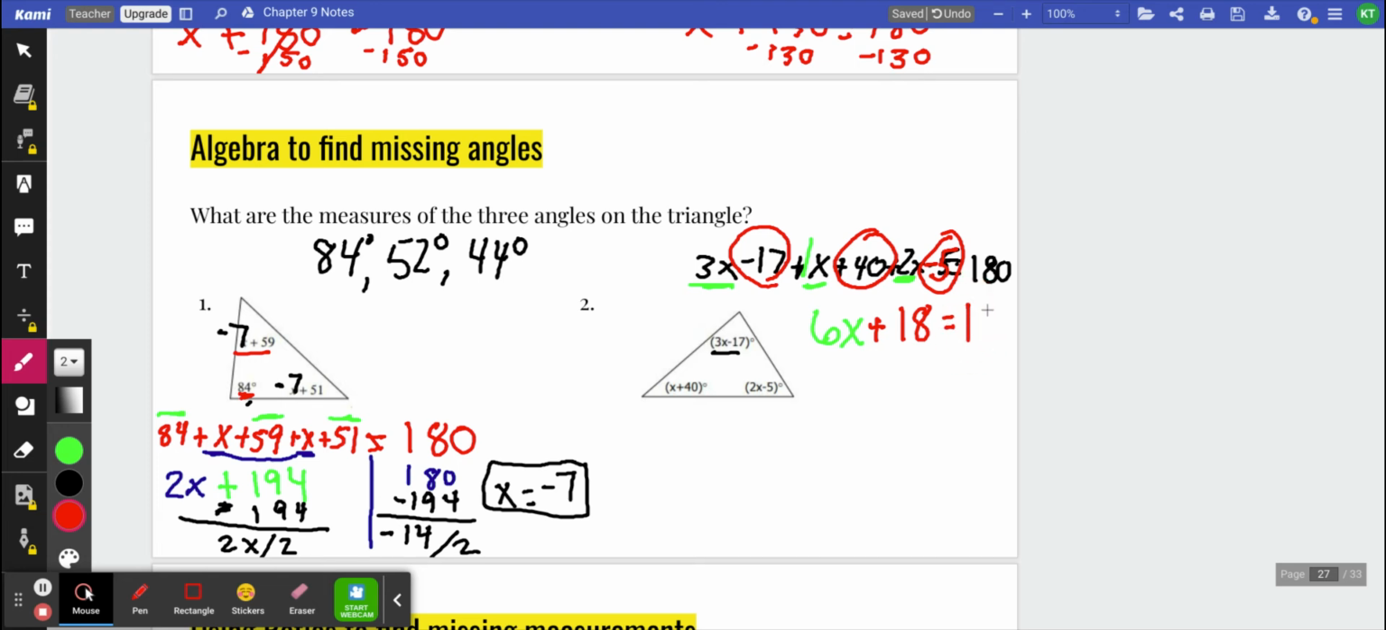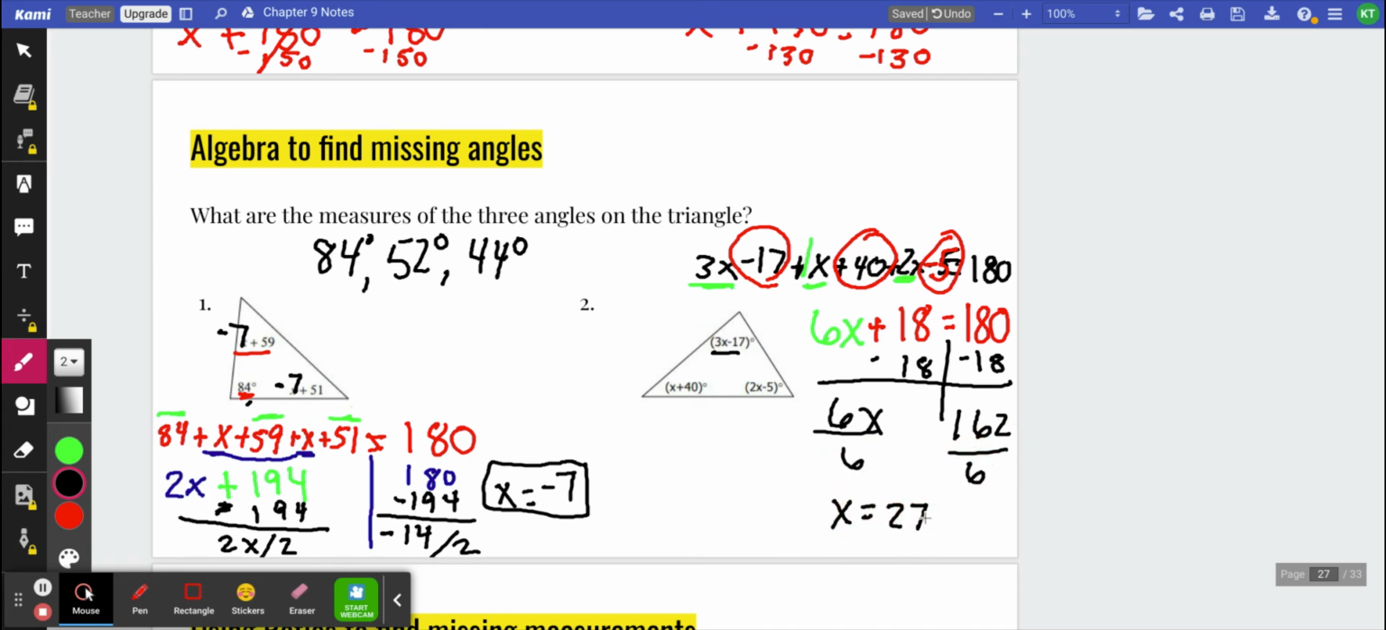positive 18 equals 180. So to solve, right, we have to do inverse operation. So I'm going to start by subtracting 18 from both sides. So we get 6x equals 162. And then if we divide both sides by 6, we get x equals 27.